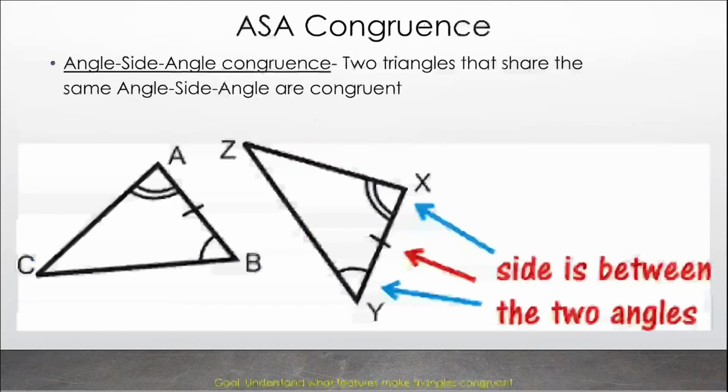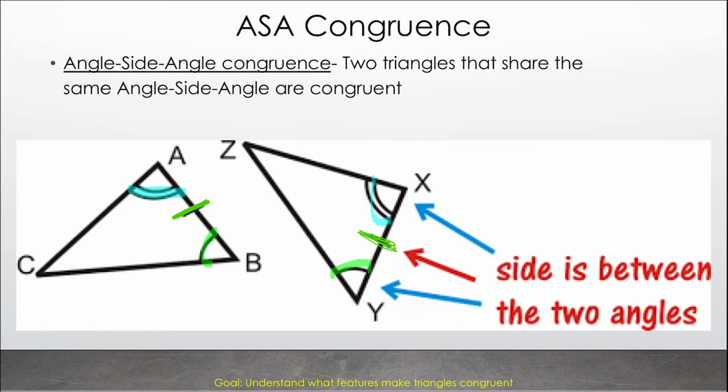All right. So angle side angle congruence means two triangles that share the same angle side angle are congruent. So it's key here, essentially you have two angles that are congruent. So this angle is congruent to that angle, and this angle is congruent to this one. And it's very specific that I need that side to be in between those two angles. If it's one of the other sides, it doesn't work.